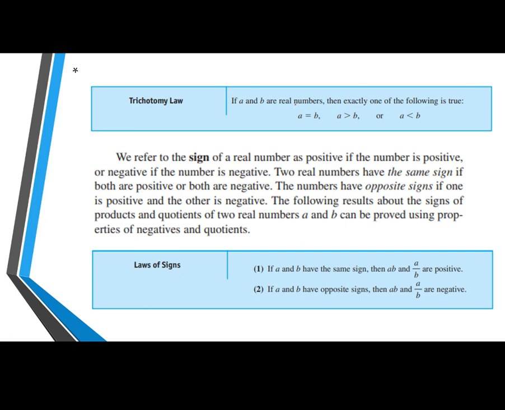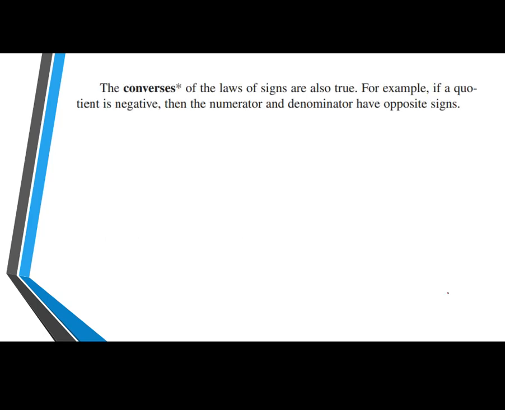So the laws of signs: if A and B have the same sign, then A times B and A over B are positive. If A and B have opposite signs, then A times B and A over B are negative. The converses of the laws of signs are also true. For example, if a quotient is negative, then the numerator and denominator have opposite signs.